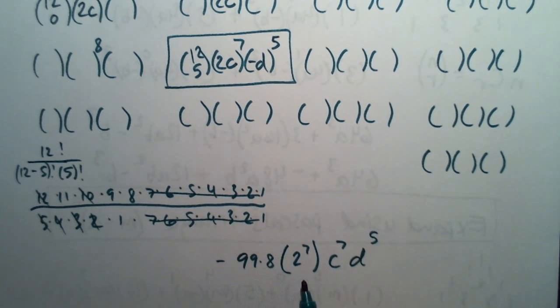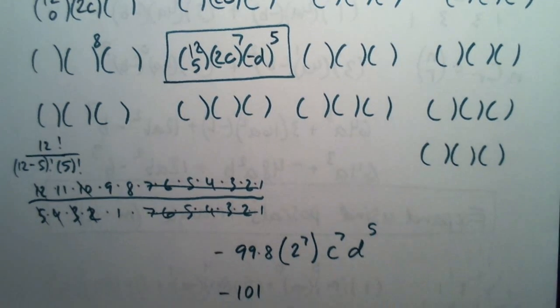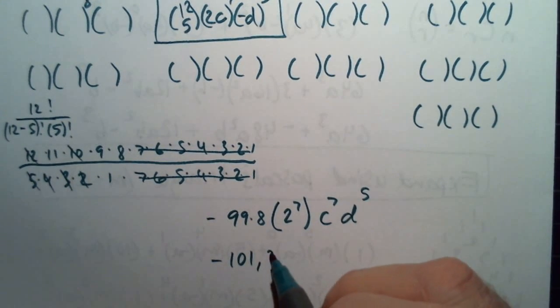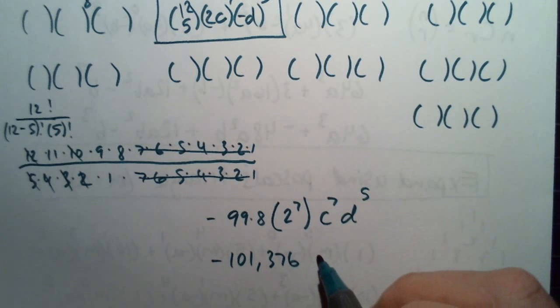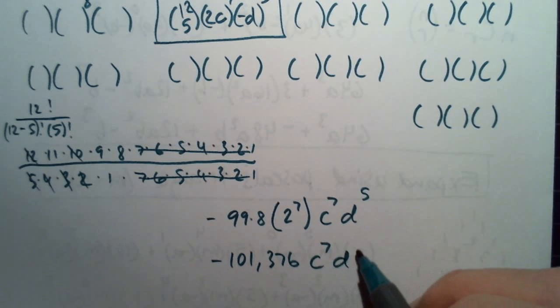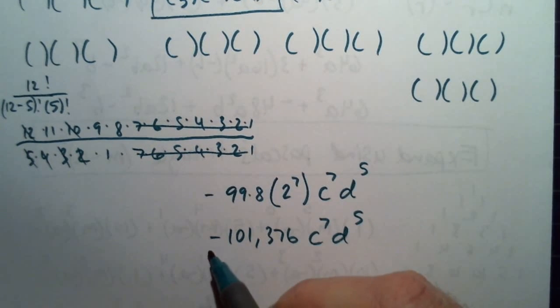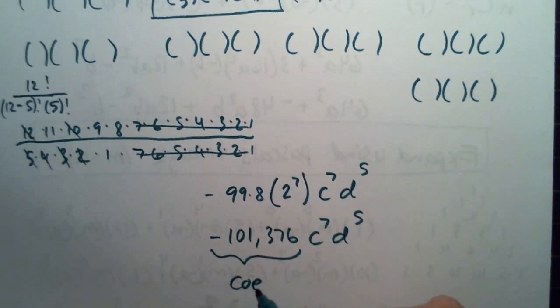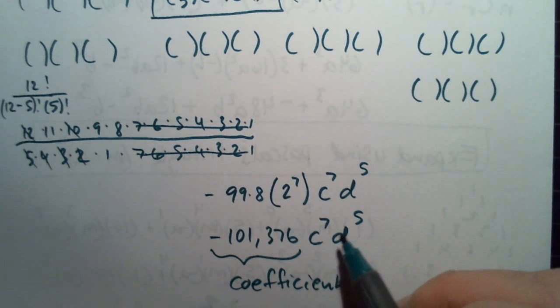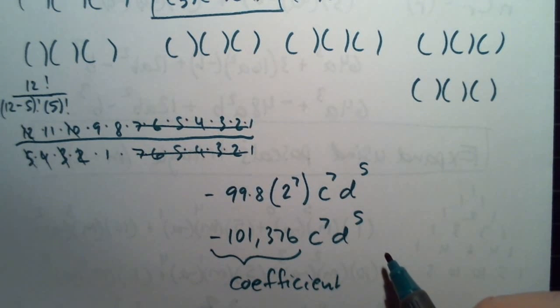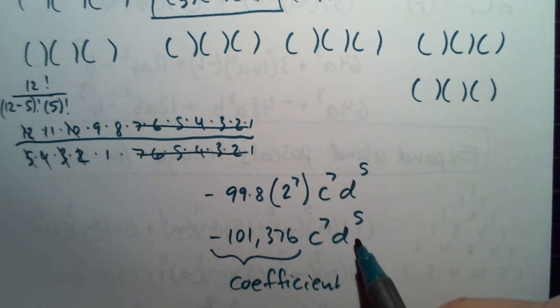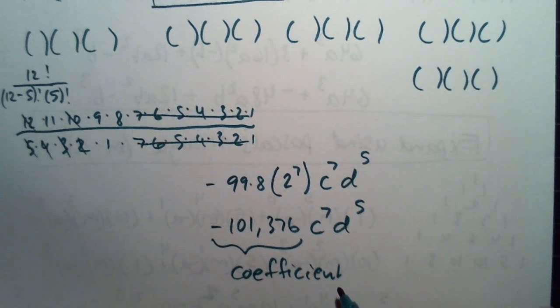If we multiply all of this, we'll have negative 101,376, c to the 7th, d to the 5th. And it did only ask for the coefficient, so we would say that that is the answer to the question. That is the coefficient. If it asked for the sixth term, the sixth term is the whole thing. The coefficient is just that number.